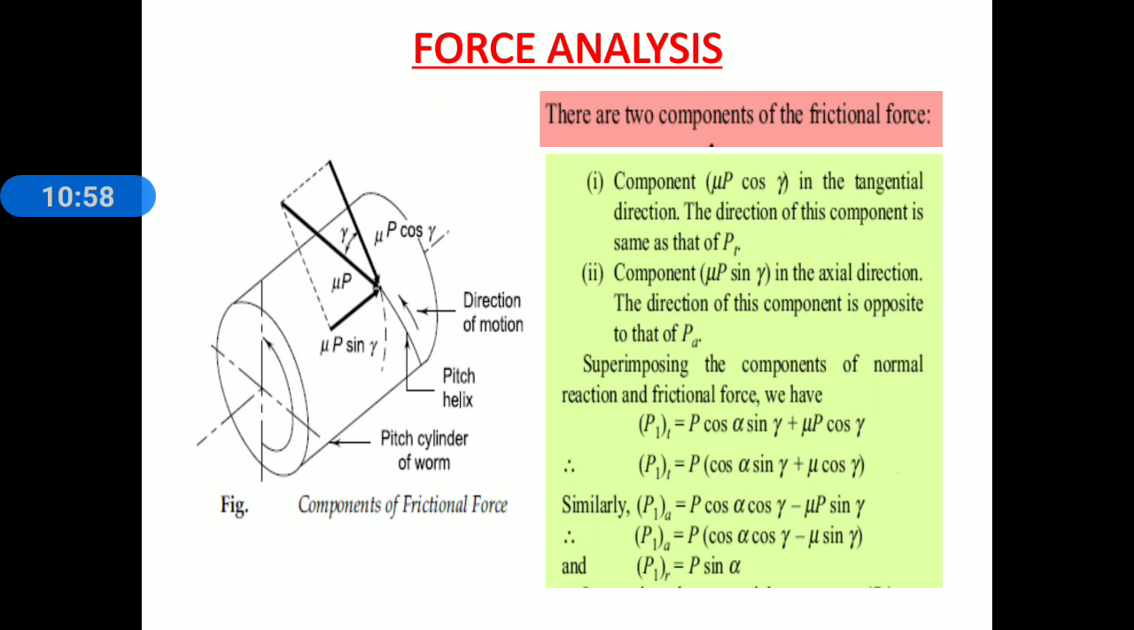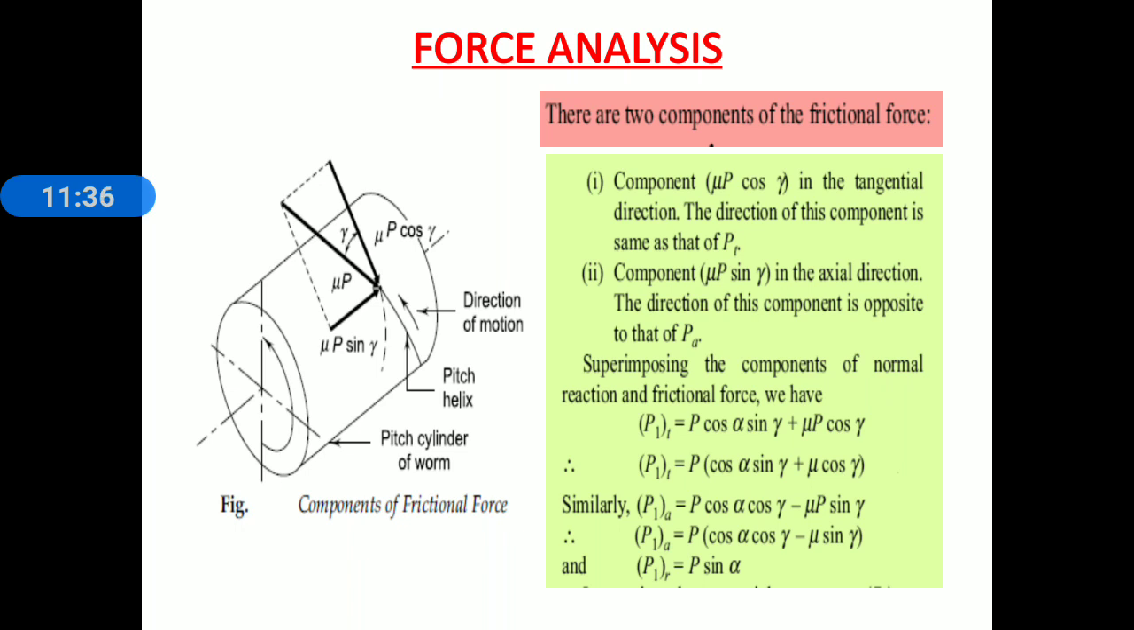There are two components of the frictional force. Number one, component mu P cos gamma in the tangential direction. The direction of this component is the same as that of PT, the tangential component. Number two, component mu P sin gamma in the axial direction. The direction of this component is opposite to that of the axial component PA.